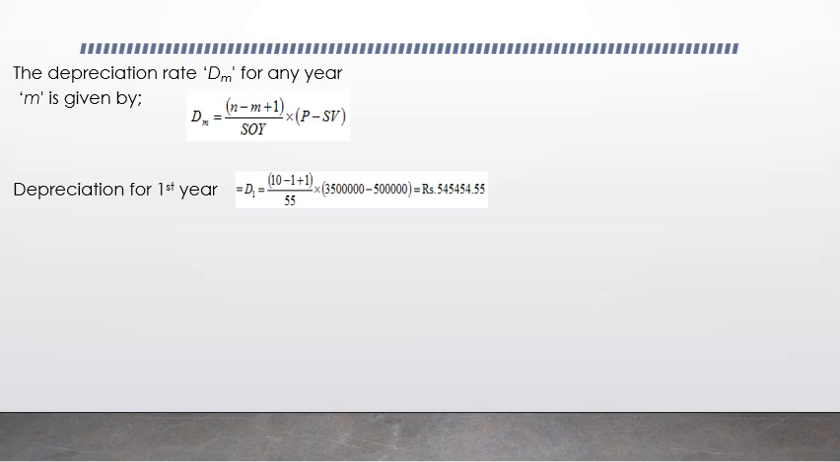What is the initial amount? 35 lakhs minus salvage value. What is that? 5 lakh rupees. So if I calculate, I will get 545,454.55. That is the depreciation for the first year.